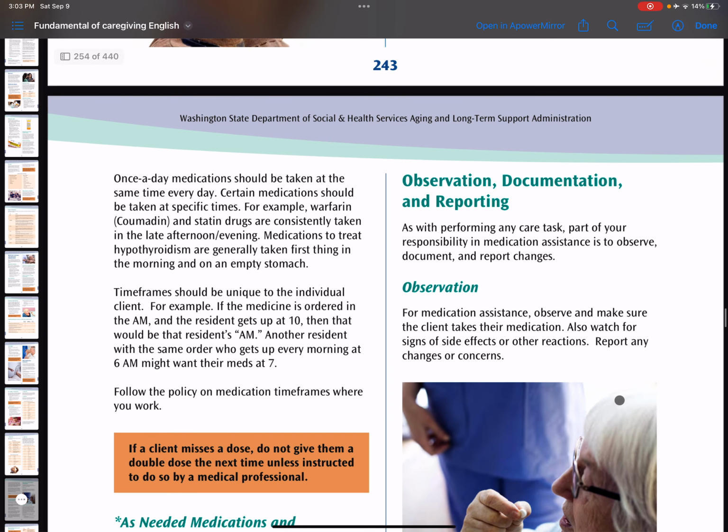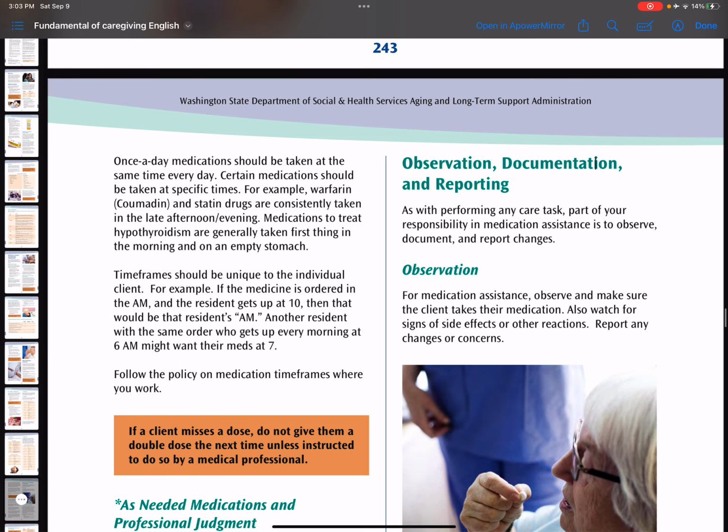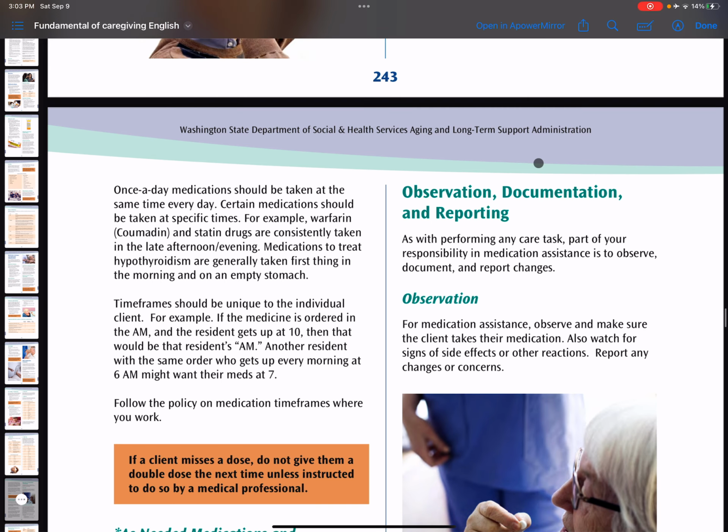Okay, now after we do all this, after we give, we have to observe, document, and report. As with performing any care task, part of your responsibility in medication assistance is to observe, document, and report. So when you give the client their medication, you watch for signs of side effects or other reactions. And if you see anything, you have to document it and then report it. This is our job. It's a very important job.